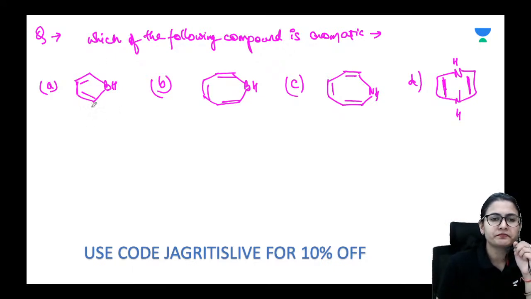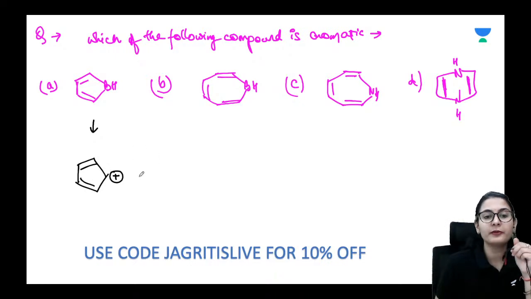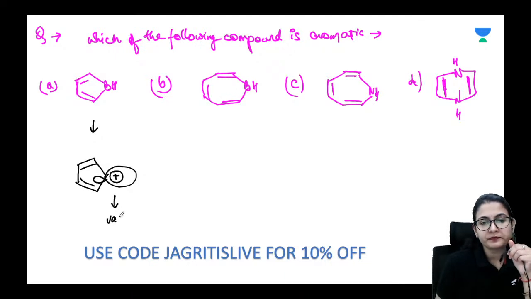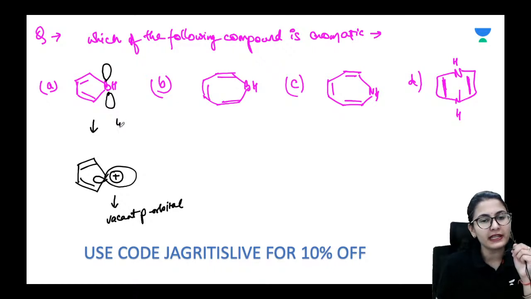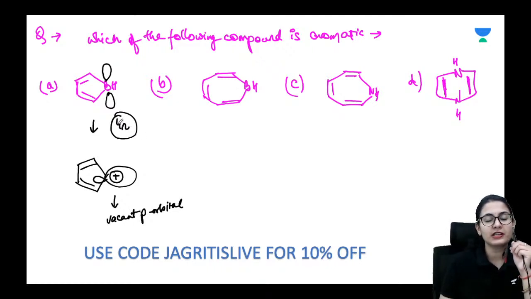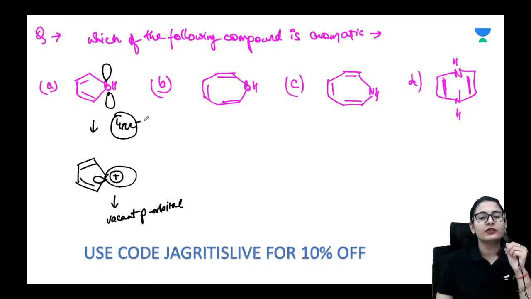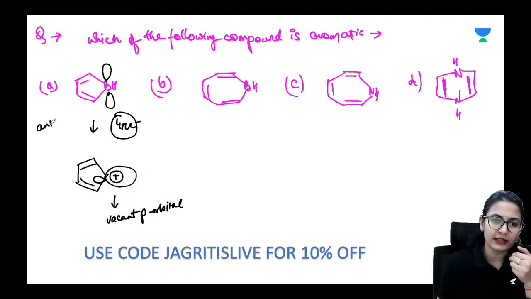Now look at this. This molecule is similar to a carbocation, isn't it? Because what does carbon have? Carbon, when it forms a carbocation, has a vacant p orbital, isn't it? It has a vacant p orbital when it becomes a carbocation. Same thing is happening with boron. Boron also has a vacant p orbital. It is sp2, so it can do resonance. It is also vacant. How many pi electrons? Only 4 pi electrons are left. So this is anti-aromatic.